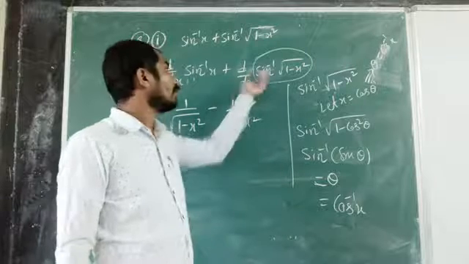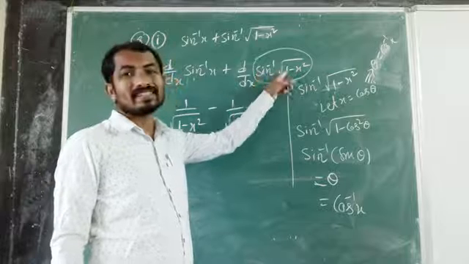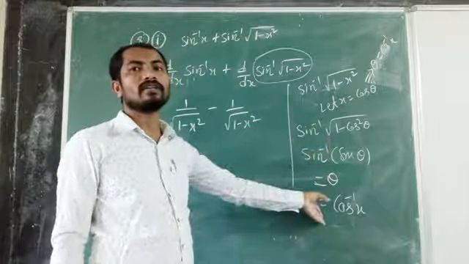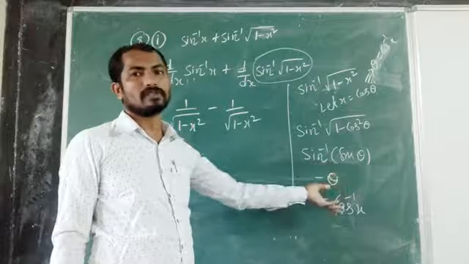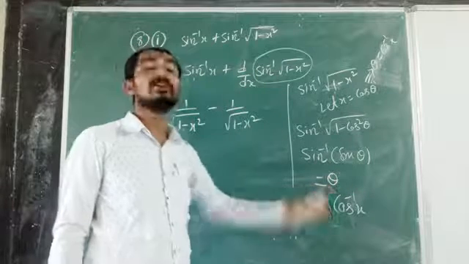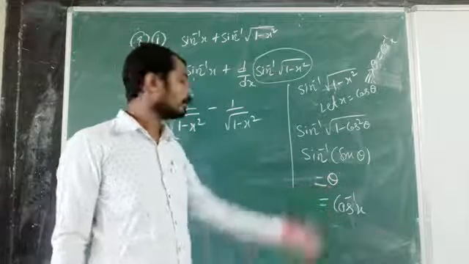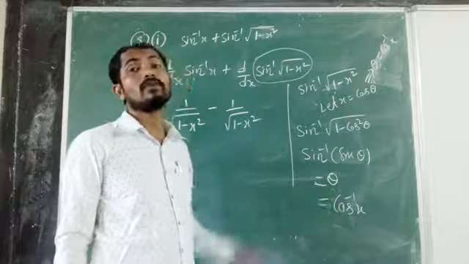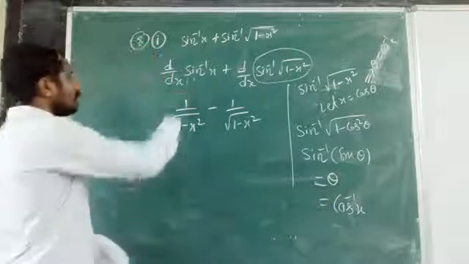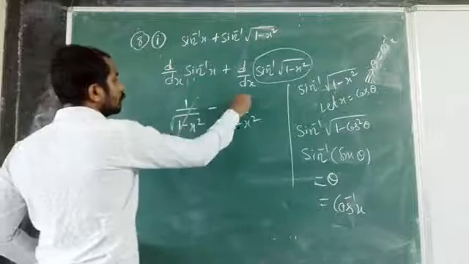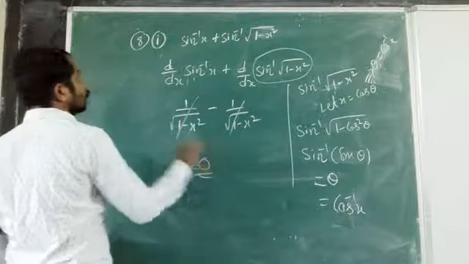Okay, derivative of sine inverse root 1 minus x square means we have to take the derivative of cos inverse x. Why? Because from this function only you got cos inverse x after simplifying. Now d by dx of cos inverse x is how much? Minus 1 upon root 1 minus x square. This is the plus value, this is the minus value. Both will get cancelled. Answer is 0.